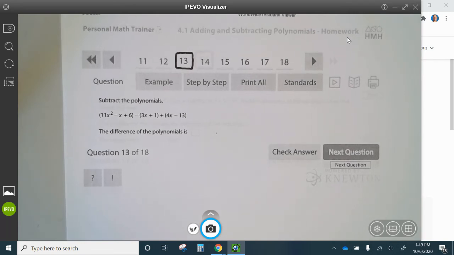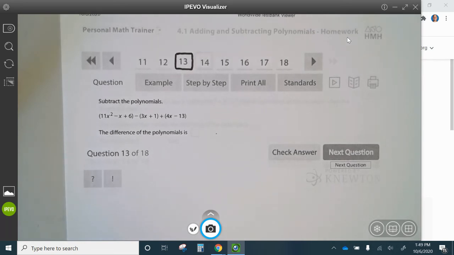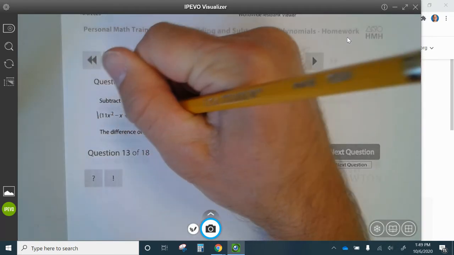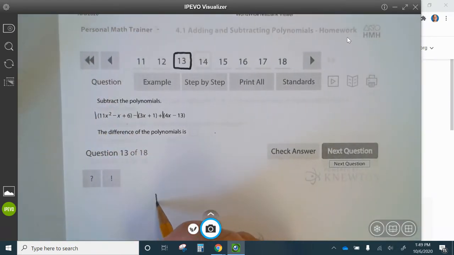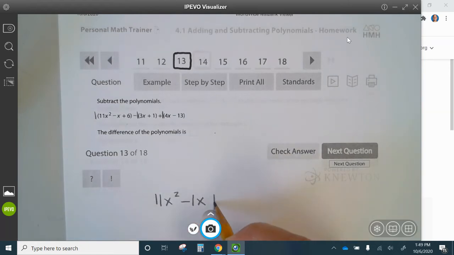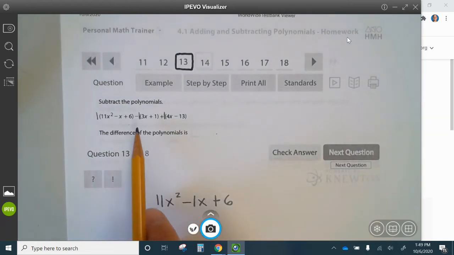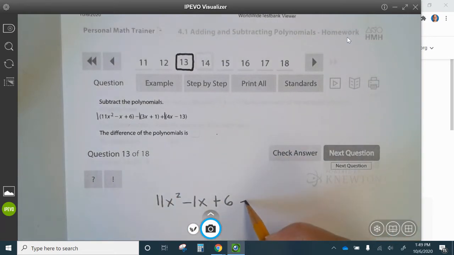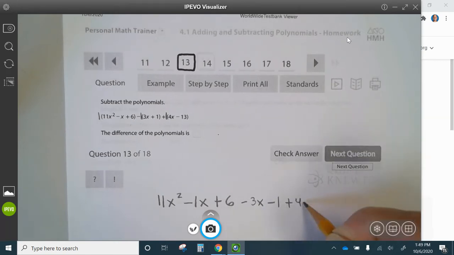All right, question number 13, subtract the polynomial. So we're going to put a 1 in front of here, here, here. So 1 times that is just 11x squared minus 1x plus 6. Multiply this by negative 1, so that's minus 3x minus 1. And then multiply that by 1 is just plus 4x minus 13.